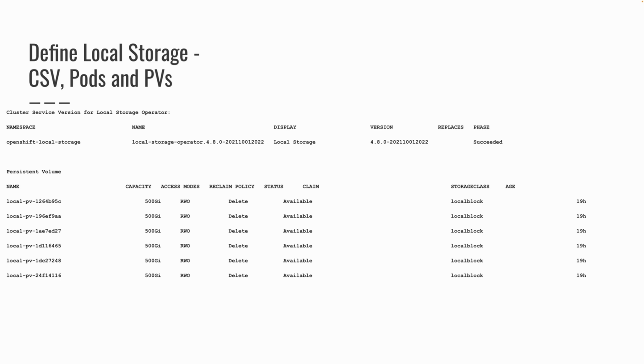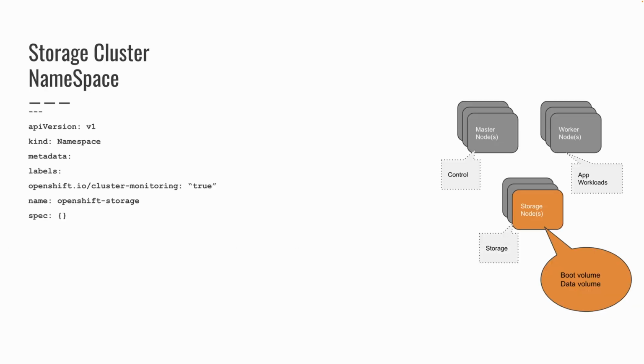So now, after creating the local storage operator and the persistent volumes through it, the next step is to get into the OpenShift container storage operator. For that, I should create the namespace first of all. And while creating this namespace, openshift-storage, I generally add another label called cluster monitoring and set it to true. This label is used by the OCS operator code to place monitoring pods on the appropriate worker nodes.